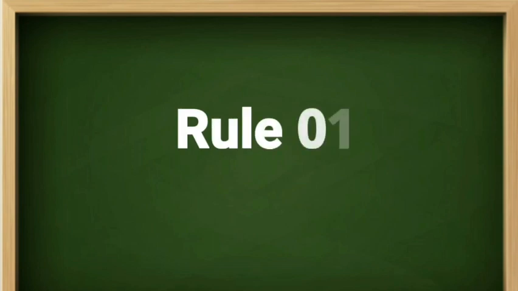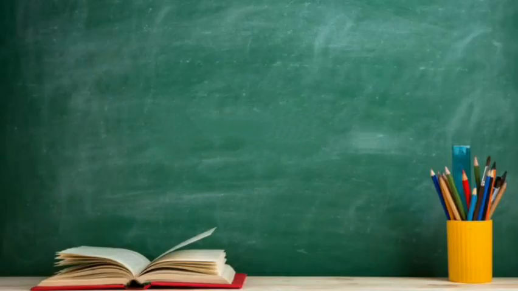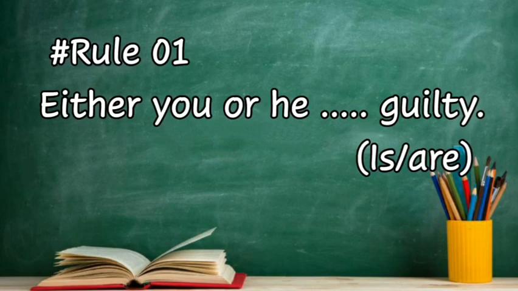Before I begin with the first rule, let's try to answer the question on your screen. The question says: either you or he dash guilty. You have two options here, is or are. You get 5 seconds to answer the question. Think and choose one. 5, 4, 3, 2, 1. The right answer would be is here.